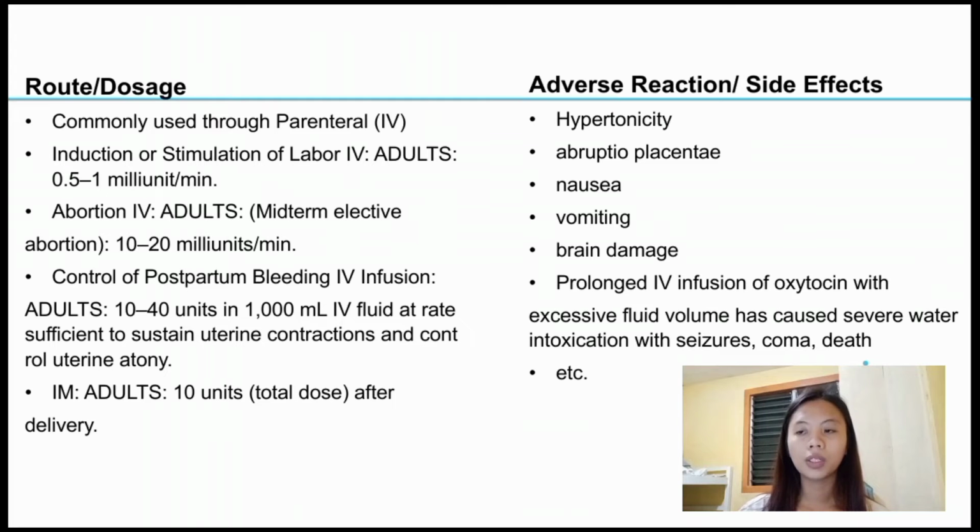For control of postpartum bleeding, IV infusion for adults is 10 to 40 units in 1000 ml of IV fluid at a rate sufficient to sustain uterine contraction and control uterine atony. For intramuscular, adults, 10 units total dose after delivery. The adverse reactions or side effects of this drug are hypertonicity, abruptio placentae, nausea, vomiting, and brain damage. Prolonged IV infusion of oxytocin with excessive fluid volume has caused severe water intoxication with seizures, coma, death, and others.